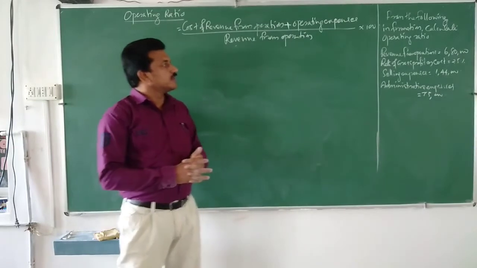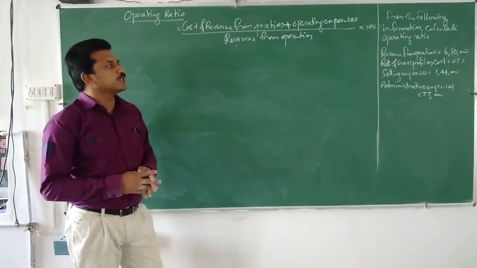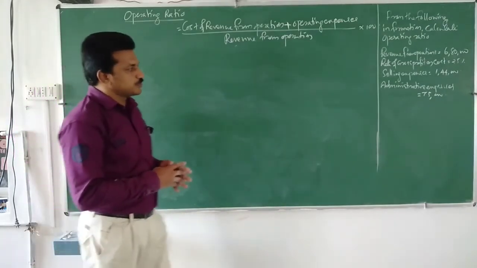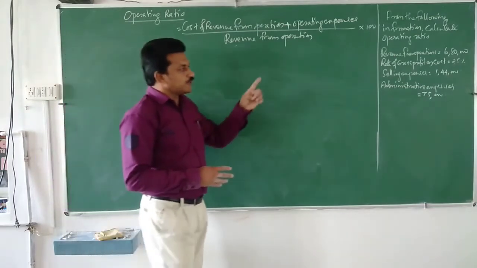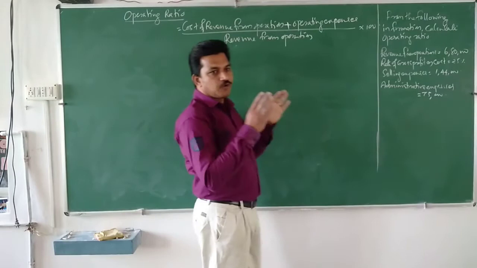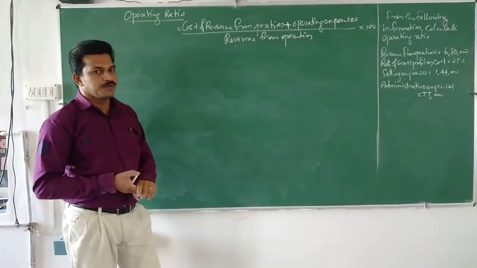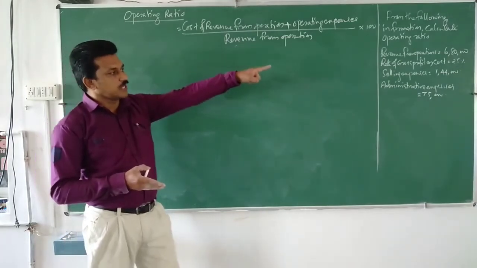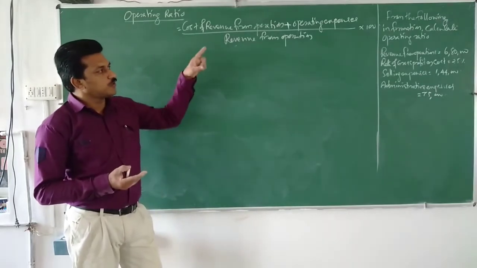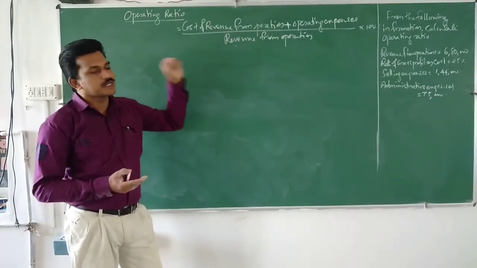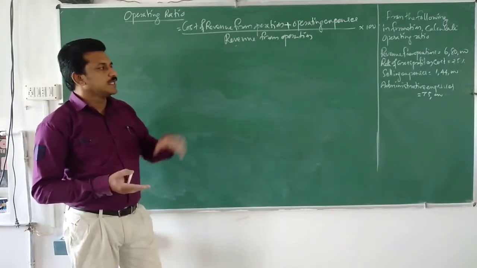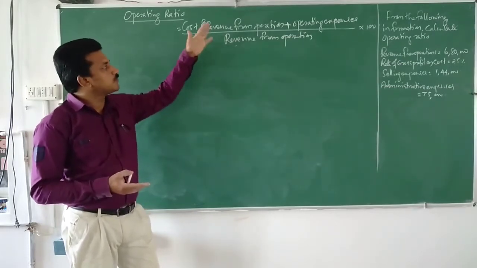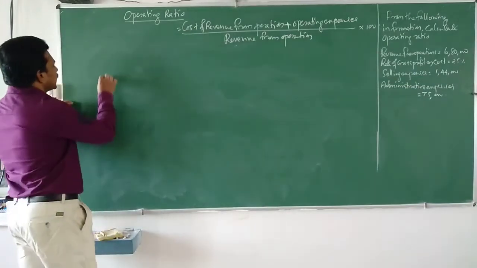Here the question says, from the following information calculate operating ratio. Revenue from operation 6,80,000, rate of gross profit on cost 25%. See, the rate of gross profit on cost 25%, that means if cost is 100, gross profit is 25, then sales is 125. So we have to calculate cost of revenue from operation. Then selling expense is given, administrative expense also is given, and with that we have to calculate operating ratio.